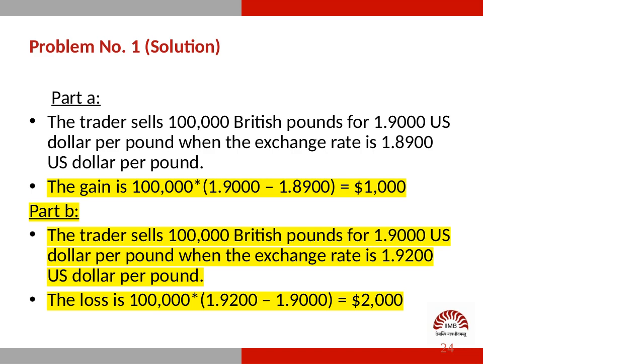How much is the loss on the other side? By the same logic, you are selling it at 1.9, whereas you could have sold it at 1.92. So the loss per pound is 1.92 minus 1.9000. Okay. So you can easily see the benefit that you make.